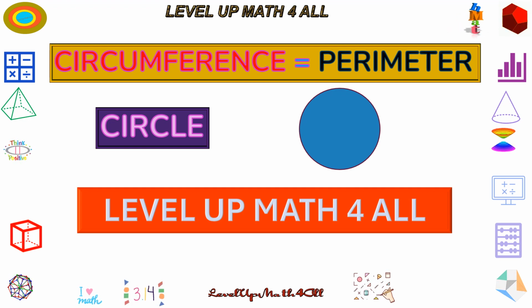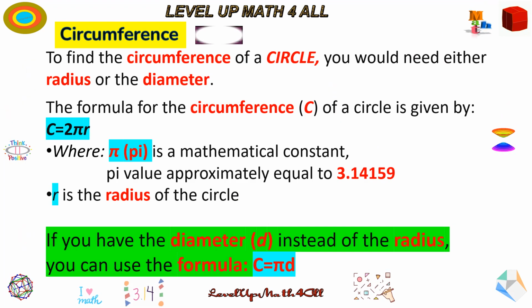Don't get confused. When you hear, for the circle especially, whether it is a circumference calculation or a perimeter calculation, both would be the same. To find the circumference of a circle, first of all, we need either the radius or the diameter of the circle. We'll learn about the radius and the diameter in a couple of moments.